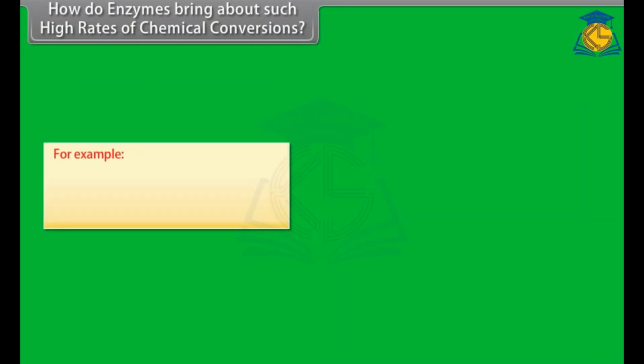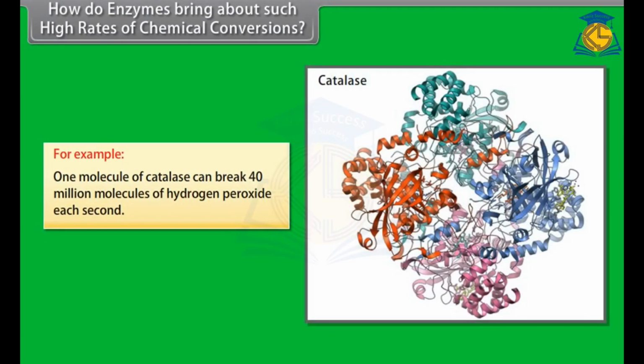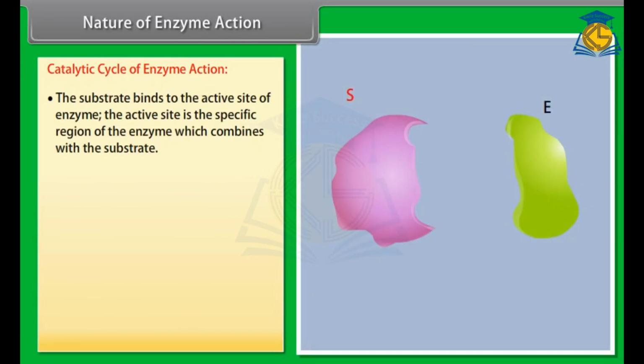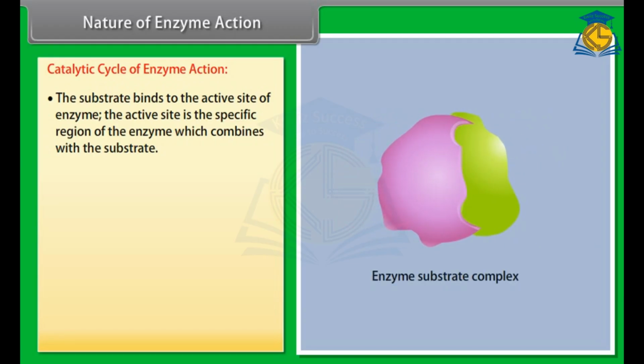For example, one molecule of catalase can break 40 million molecules of hydrogen peroxide each second. Nature of enzyme action. Catalytic cycle of enzyme action. The substrate binds to the active site of the enzyme. The active site is the specific region of the enzyme which combines with the substrate.